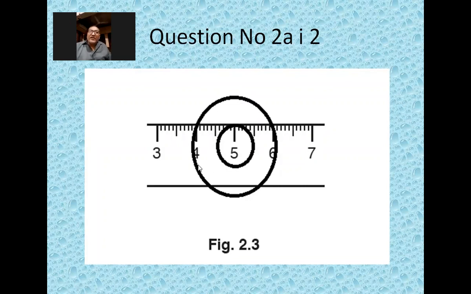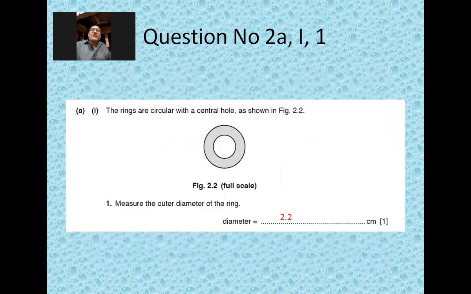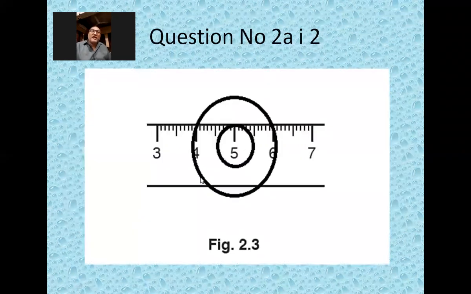So here you can see I have tried to make that ring, and this is how you will draw that ring. That ring has a hole in it. The center of the ring will be at the 5 centimeter mark. So that was that question. The outer diameter is 2.2 centimeter, and this is how you draw it.